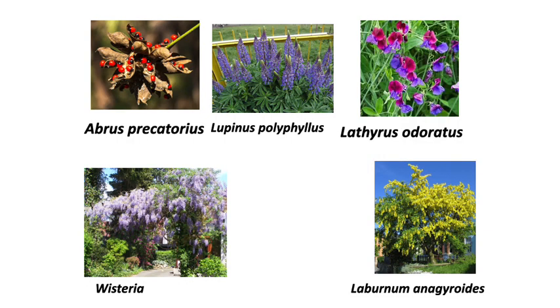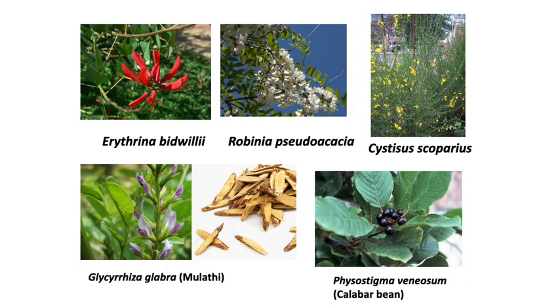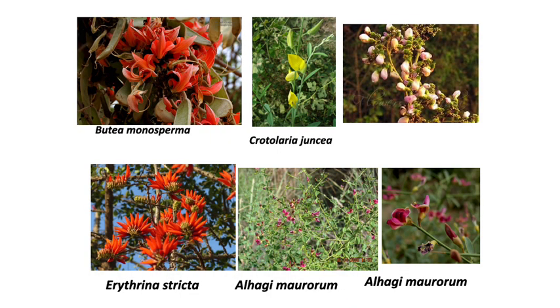These are the pictures of some important plants like Abrus, Lupinus, Lathyrus, Wisteria, Laburnum anagyroides, Erythrina, Robinia, Cytisus, Glycyrrhiza glabra, Physostigma, Butea monosperma, Crotalaria juncea, Alhagi maurorum, and Erythrina stricta.